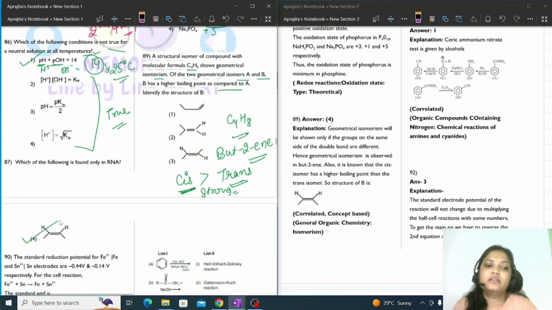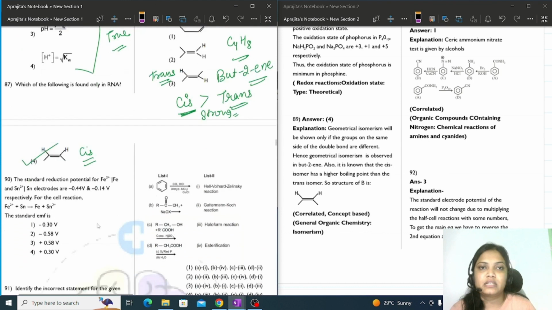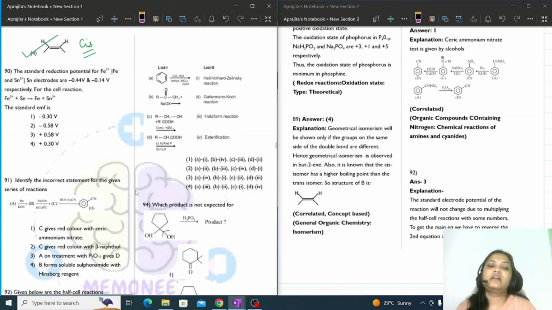This is the cis isomer, cis-butene, and this one is trans. So cis will have the higher boiling point. So we have to find the structure of B, and that is cis. Now, standard reduction potentials for Fe2+ to Fe and Sn2+ to Sn are given.